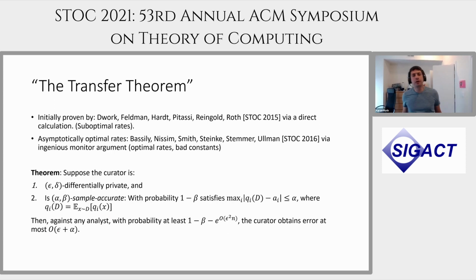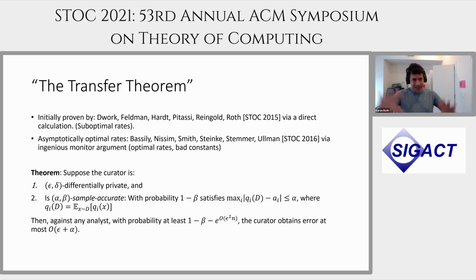So the core of the connection between differential privacy and adaptive data analysis is this transfer theorem. This is something we first proved in STOC 2015 with Dwork, Feldman, Hardt, Pitassi, and Reingold, with a not super elegant proof, basically direct calculation, and the rates were suboptimal. And then in STOC 2016, there was this beautiful paper by Bassily, Nissim, Smith, Steinke, Stemmer, and Ullman that introduced the ingenious monitor argument. It's found other uses. It's really pretty. You should read this paper, which got the optimal rates, but got bad constants.